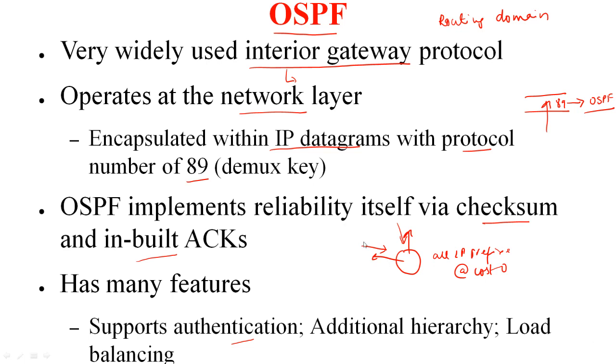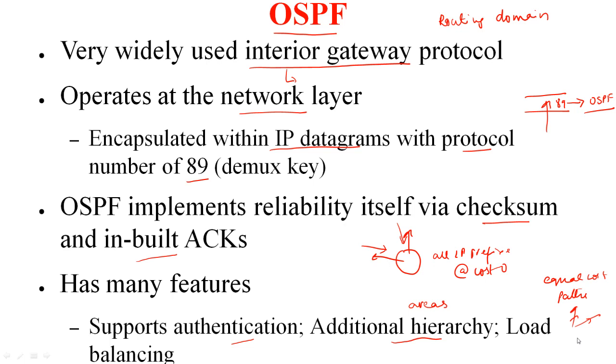It also supports additional hierarchy. Remember I said earlier scalability is an issue with link state. So it tries to make it scalable by introducing an additional level of hierarchy through areas. I will touch upon this briefly. It also supports load balancing, by which I mean if there are two equal cost paths to a given destination, it will try to load balance traffic along both paths. Again, this is feasible because you have global information about the entire topology.